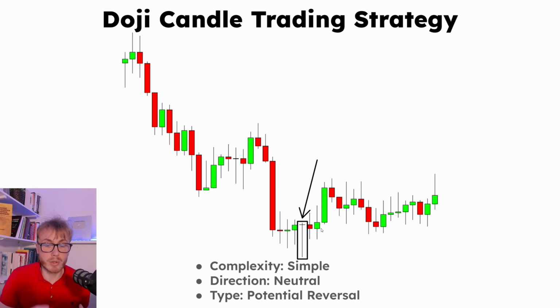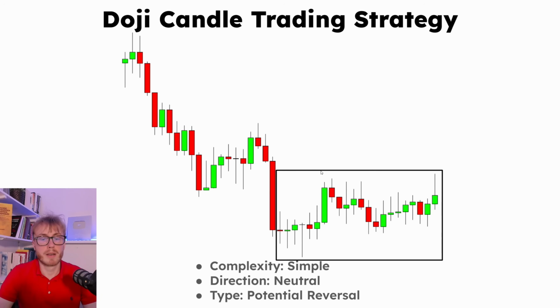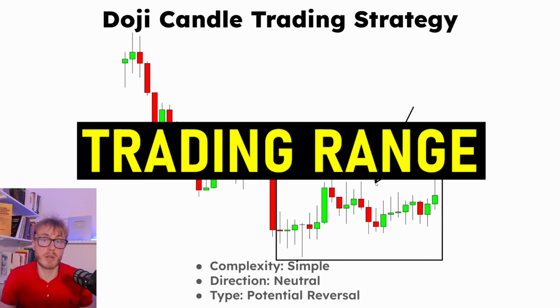However, it's important to notice here that this is not enough justification for a long position and a reversal trade. It's more like a signal to proceed with caution. And as you can see, after these doji candles appeared, the price didn't reverse to the upside, but it also did not continue the downtrend. After the doji candles, we actually entered a trading range.